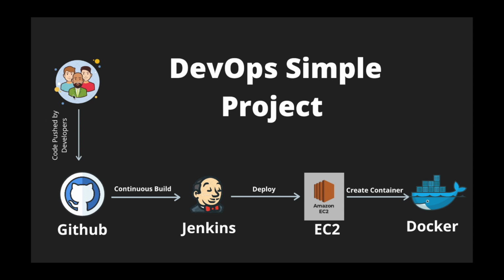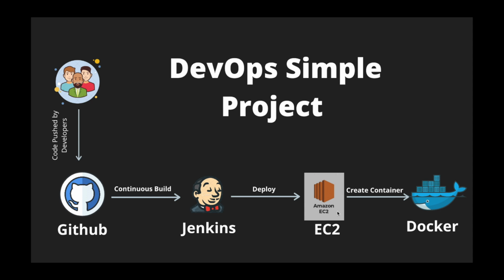Suppose, for example, any developer will push their code into the Git repository. Whenever any push event happens, Jenkins will trigger a build and it will generate a war file. That war file we are going to deploy into the EC2, and in that EC2 instance we have one Docker file. In that Docker file we have written a script. The script will download the Tomcat image from the Docker Hub, copy that war file into the Tomcat default directory, and expose port 8080.